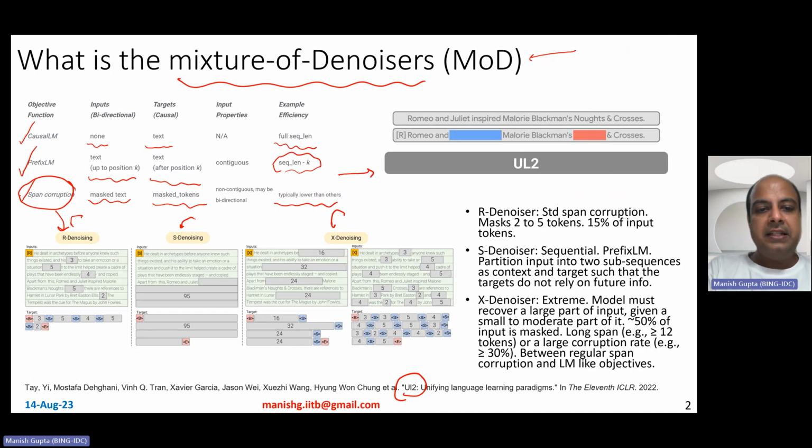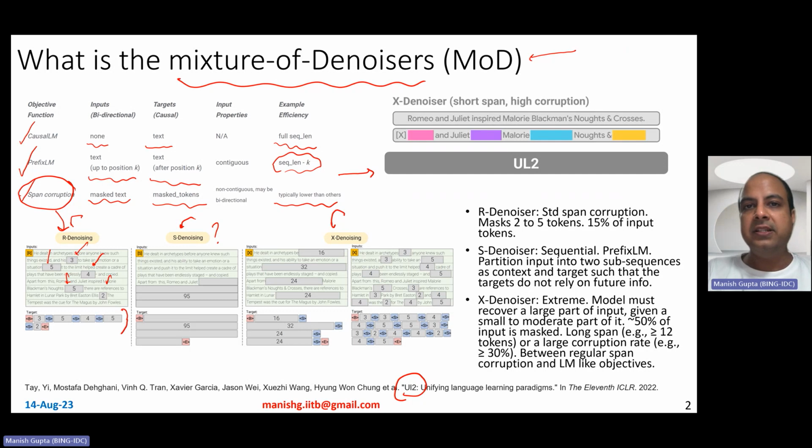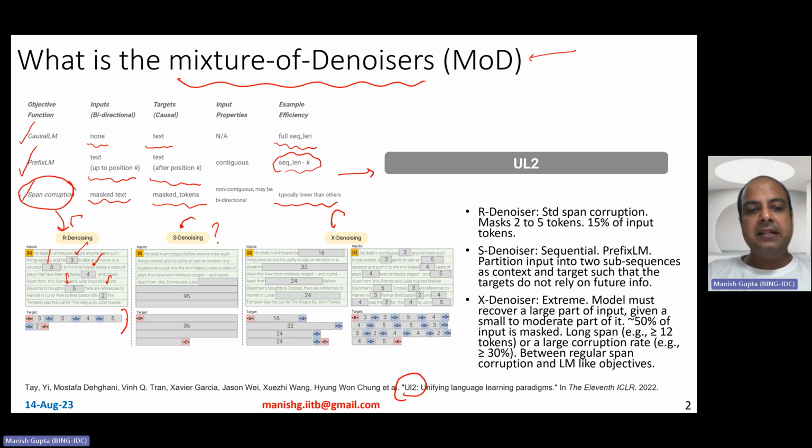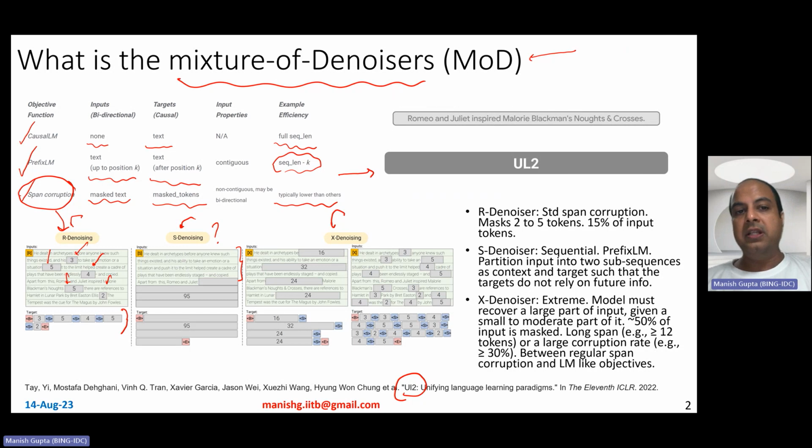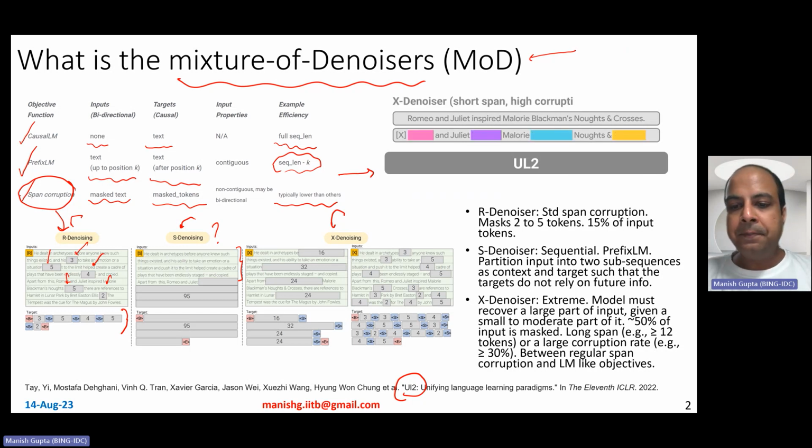Right? Now it is S denoiser. So S denoiser is very much like prefix language modeling. So the idea is that it's a sequential span. So unlike in R denoising, where you can actually have non-contiguous spans and then you can mask them and then you try to predict them as part of target, right? In S denoising, it's sequential denoising, where the idea is that it uses prefix LM, which basically means that you take the input, you partition it into two subsequences, and then you use the first one as context and then the second one as the target. Okay. So the target tokens cannot rely on future info. They can be conditioned only on the past info. So therefore, it is more like prefix language modeling.